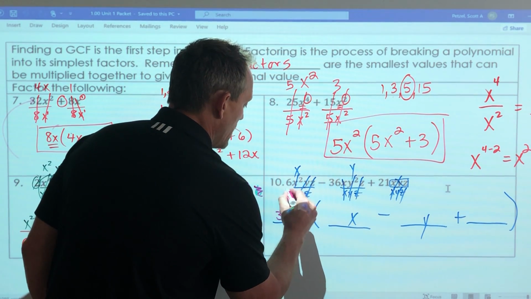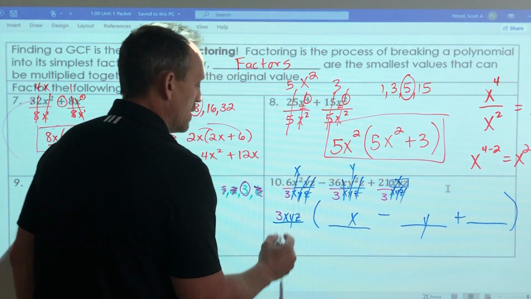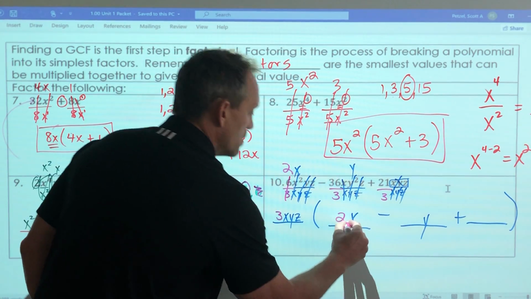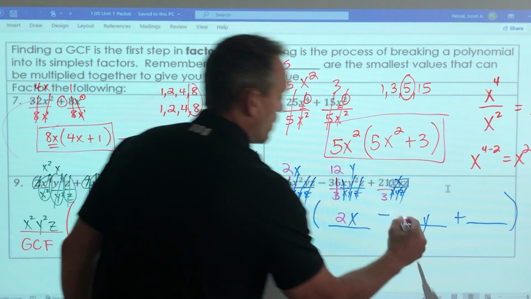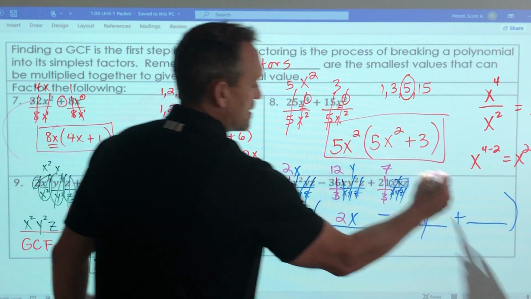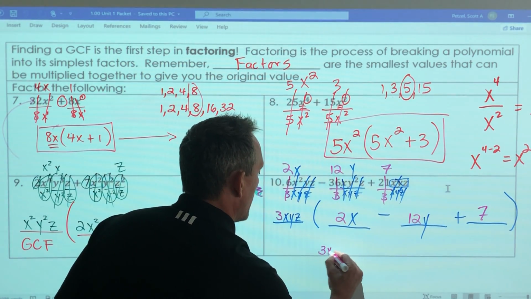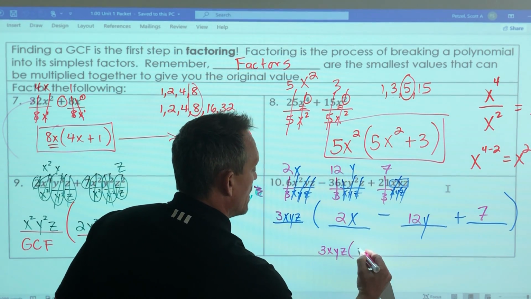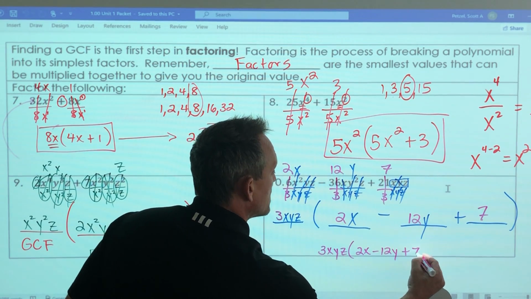So we take a 3, and a 3. 6 divided by 3 is 2. 36 divided by 3 is 12. 21 divided by 3 is 7. So our final answer is 3xyz, and that's what they all have in common, times 2x minus 12y plus 7.